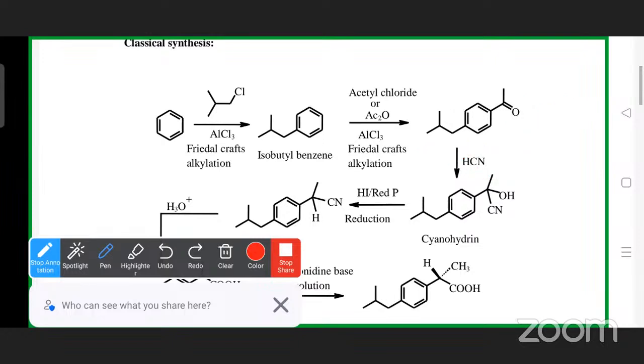On your carbonyl. So here H plus CN minus. This CN minus is going to attach on this carbonyl group. Then we are getting this cyanohydrin, right? Cyanohydrin as an intermediate product here. So this cyanohydrin, upon reduction, right?